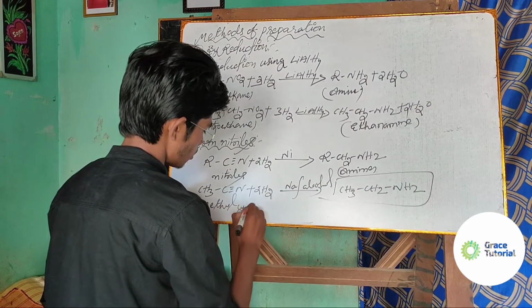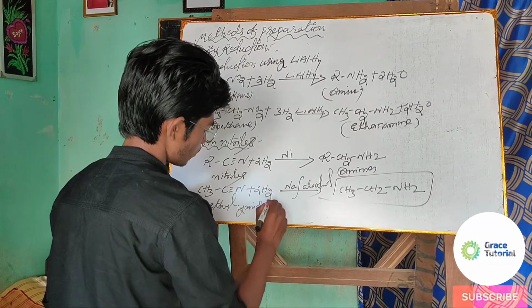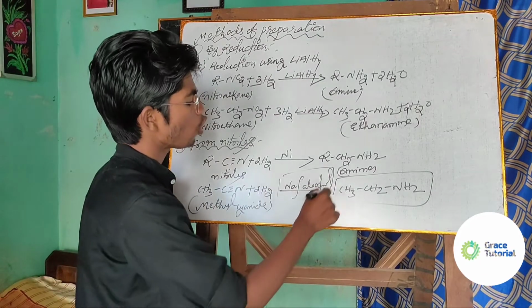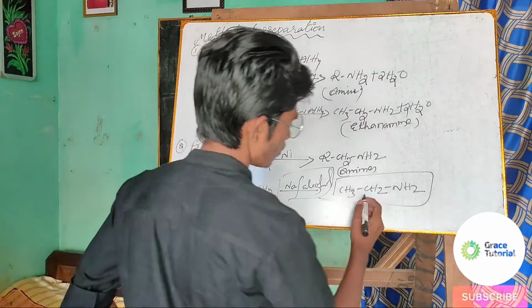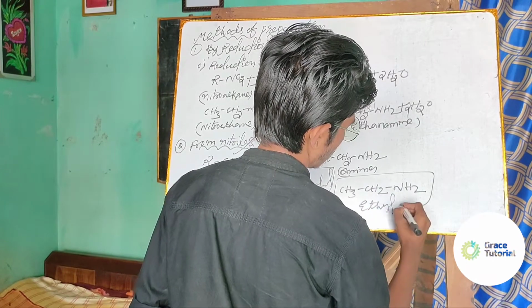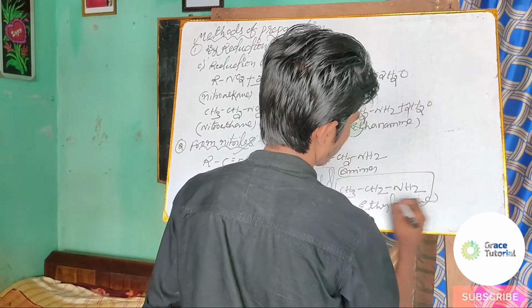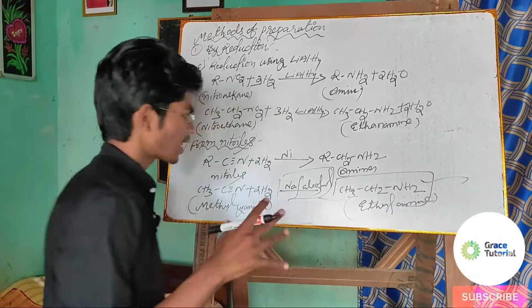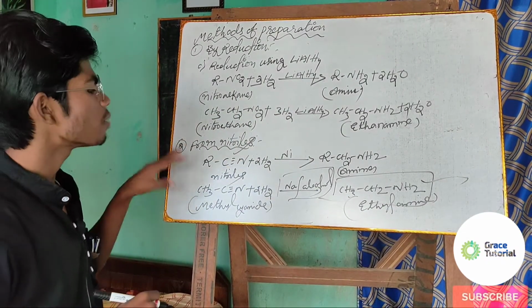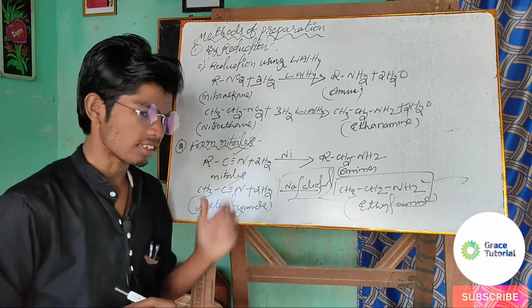Methyl cyanide. When it gets reduced in the presence of sodium or alcohol, then what happens here? Ethylamine, or we can say ethanamine, gets obtained. So this is the second method of preparation, that is from nitriles.